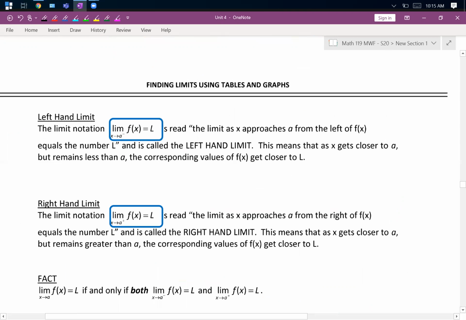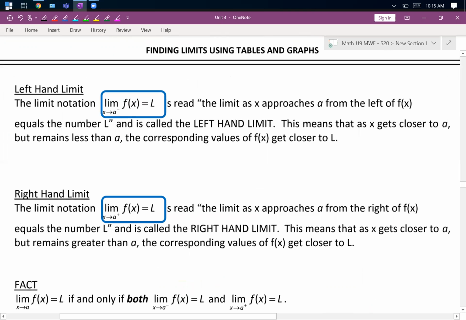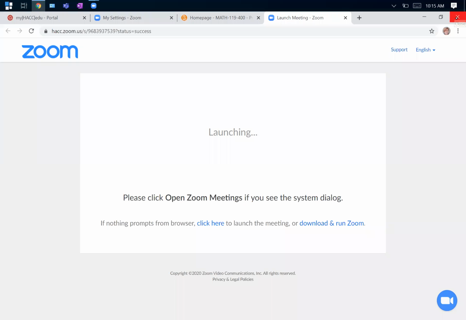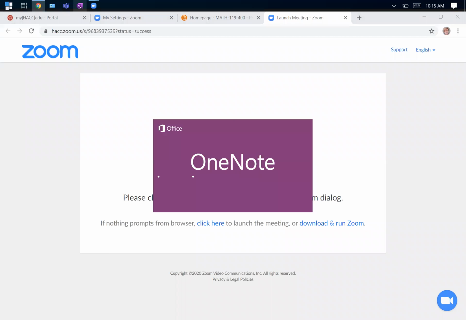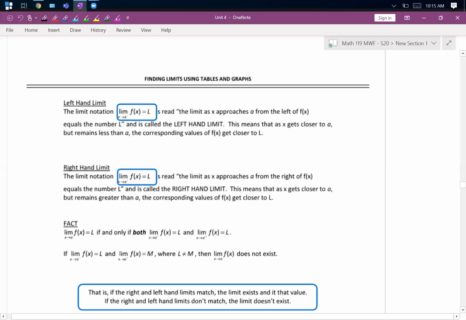So you notice that we were looking at what's happening as we approach from the left, what's happening when we approach from the right. Well, these are called left and right hand limits, and the notation is just a little bit different. So this first one here is our notation for left hand limits. And you'll notice that the only difference here is that it looks almost like an exponent of a negative above the a for our left-hand limit.